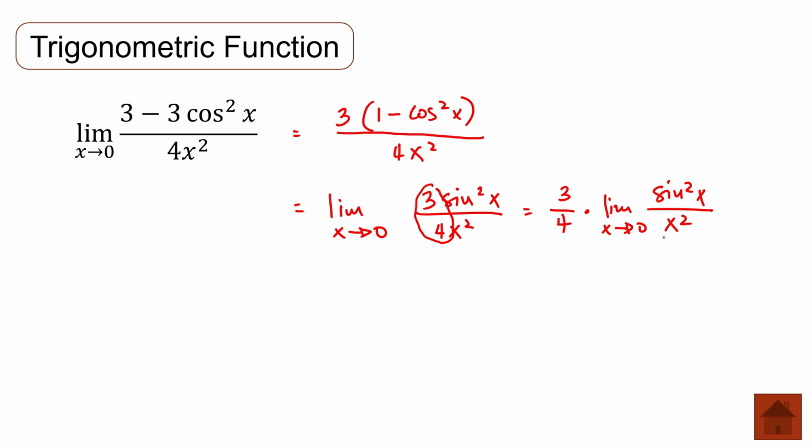So what I'm going to do is I'm going to factorize the sine square x and the x square. The reason why I will do that is because I'm going to show you something later on. So this is limit of sine x over x, as x approaches 0, times limit of this function as x approaches 0. So we can do that.